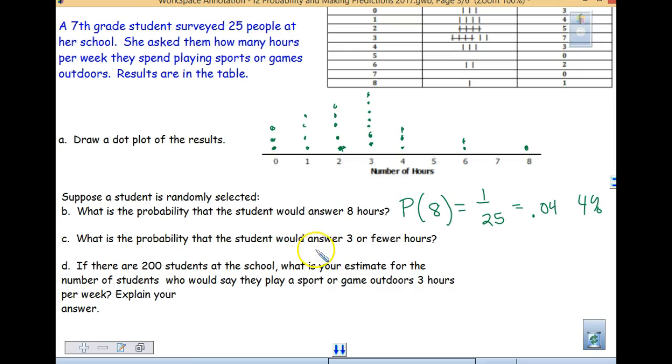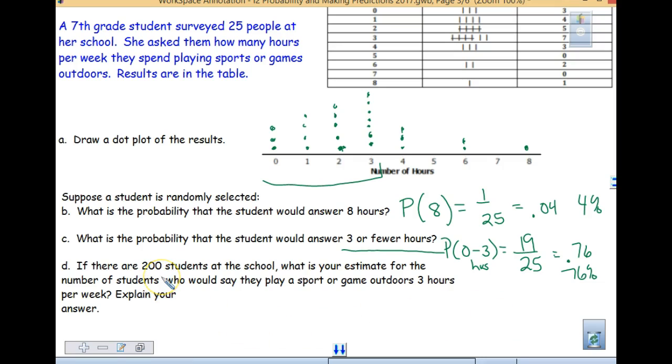So, probability that they would answer 3 or fewer hours. So 3 or fewer. So we want to add all those people that are probability of 0 to 3, right? Hours. And we are actually talking about 19 people, right, out of 25. Most of our people were outside from 0 to 3 hours, right? They're smart. So, again, 25 times 4 gives us 100. 19 times 4. What did I get? 0.76. 76%.